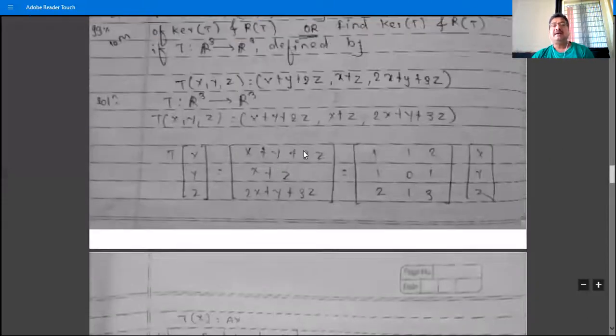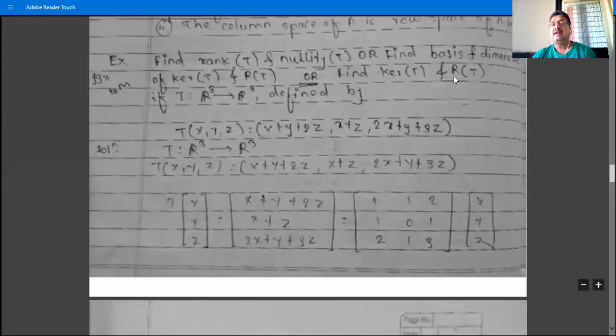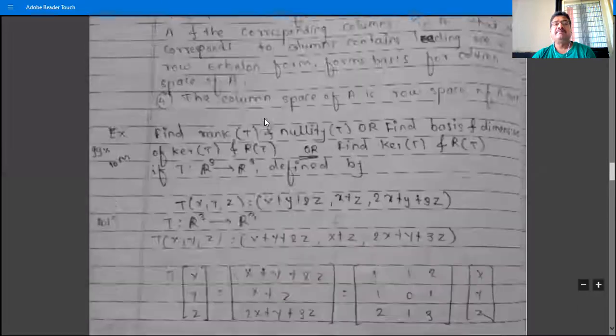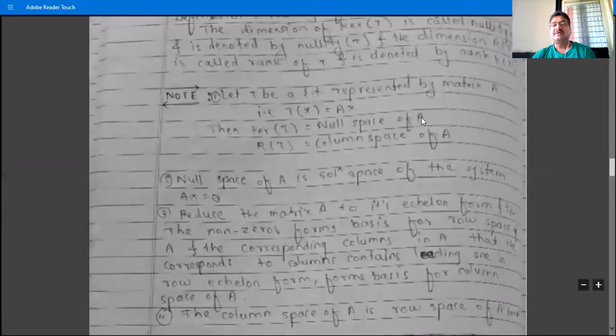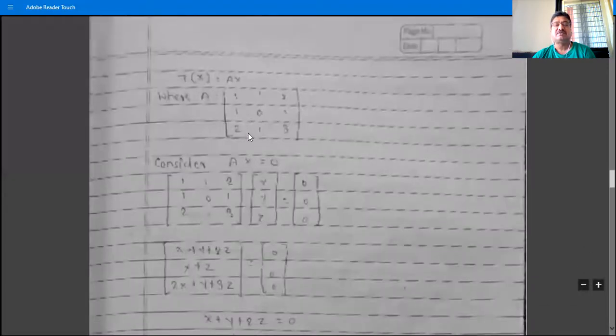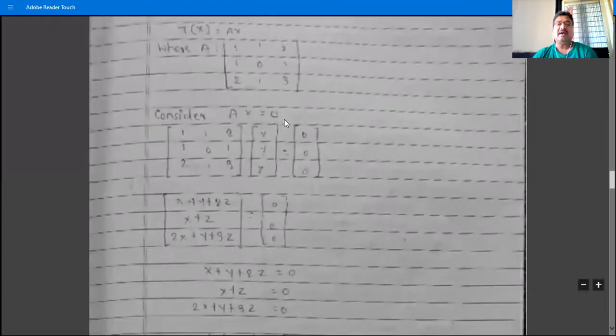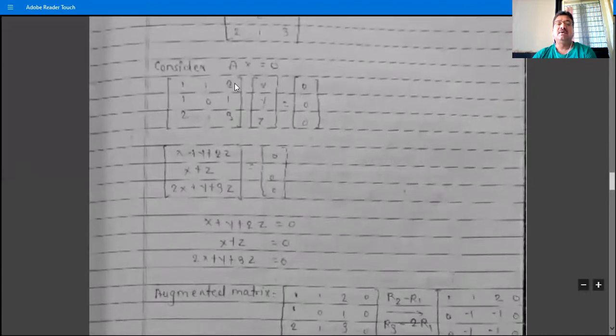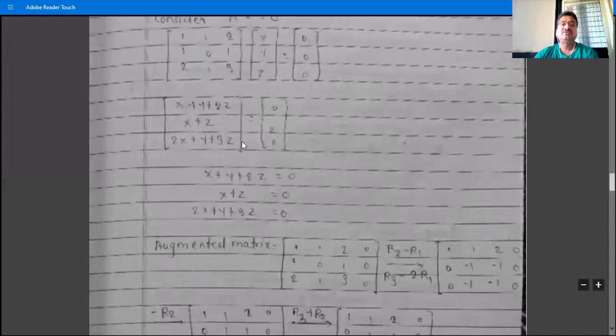Now we have to find the kernel of T and range of T. So what is the kernel of T? The kernel of T is the null space of A, and the null space of A is the solution space of the system Ax = 0. So consider the system Ax = 0. Now we will find the solution of this system. What is A? A is 1 1 2, 1 0 1 and 2 1 3. X means (x,y,z) is equal to 0, that is, the column matrix 0 0 0.